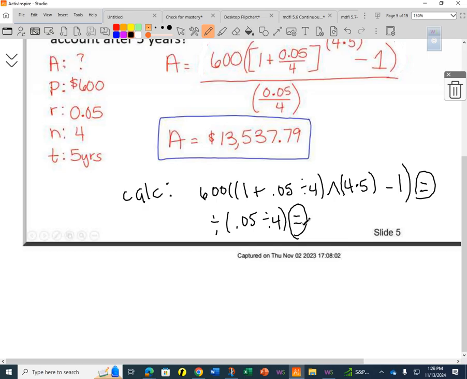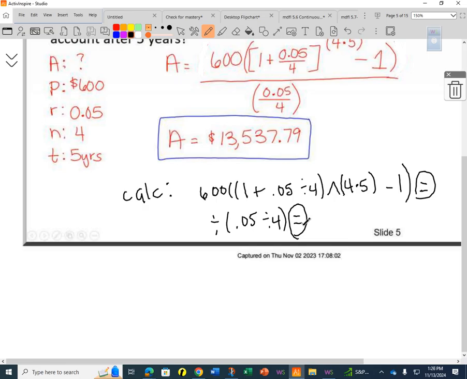I am going to post the calculator strokes to remind you. As far as the calculator, you have to figure out how to enter these things. Sometimes the calculator will do the order of operations for you, but sometimes it won't, so you've got to figure out how to enter it and do the order of operations correctly. Not yet, we're going to finish our next step.